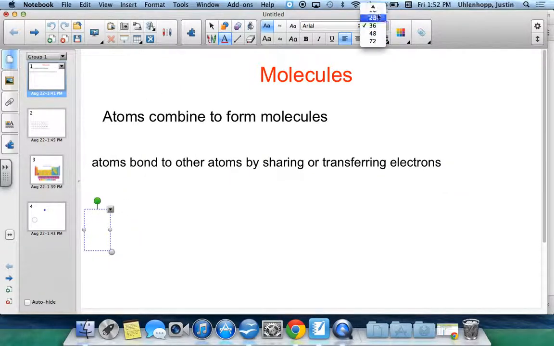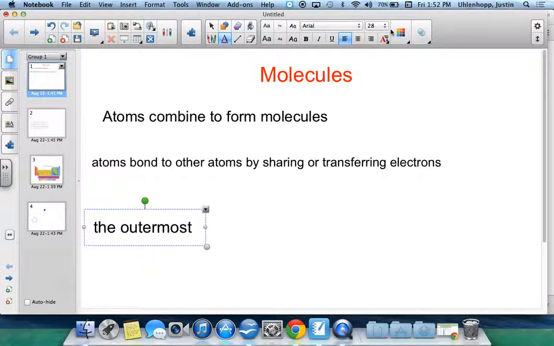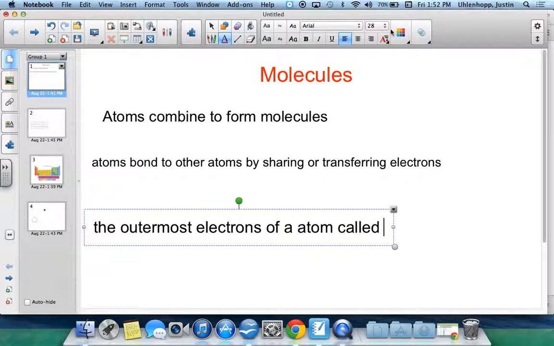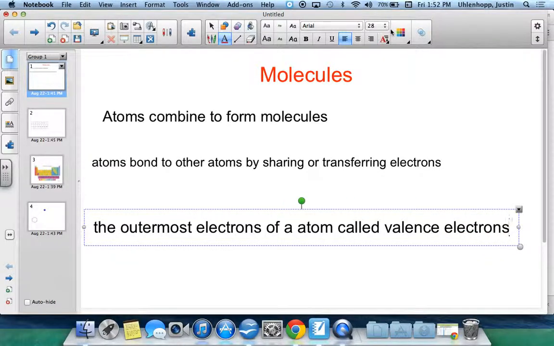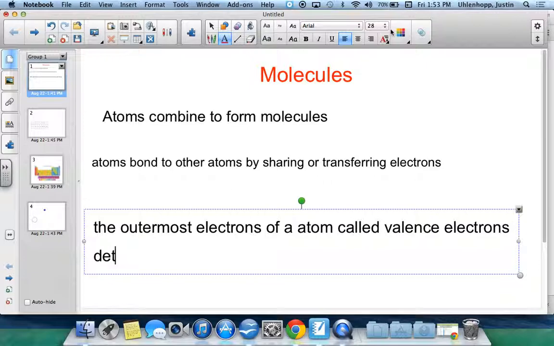And then our final point that we need to make sure we're aware of is that in an atom, the outermost electrons of an atom, called valence electrons, determine the bonding behavior. And you might think, Mr. Yu, what are you talking about? Well, later on in the video we will get to that. But remember that atoms bond to form molecules, and atoms bond together to other atoms by sharing or transferring electrons.